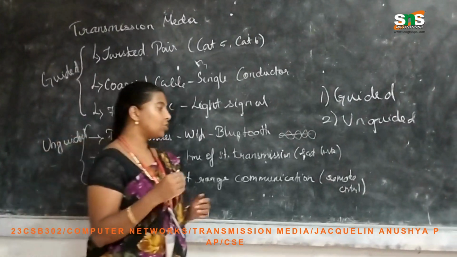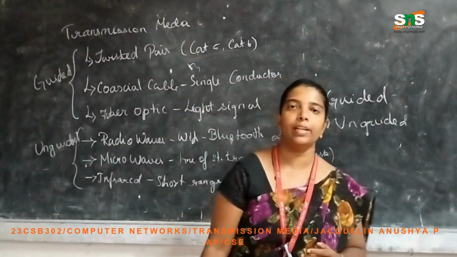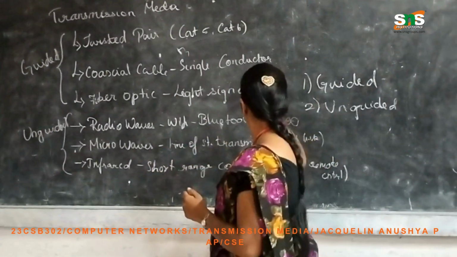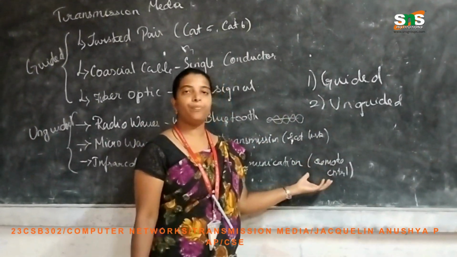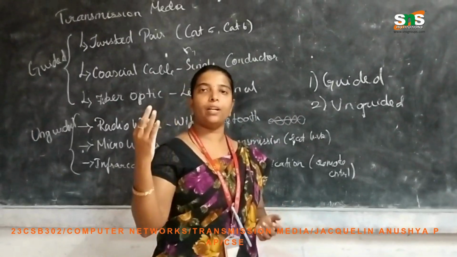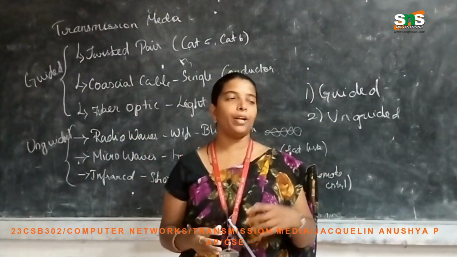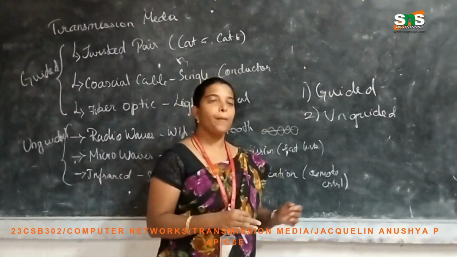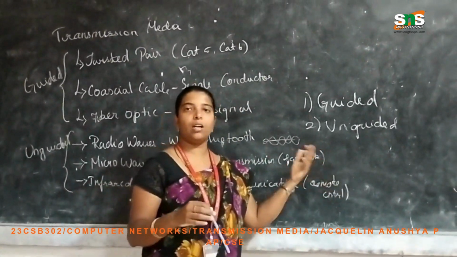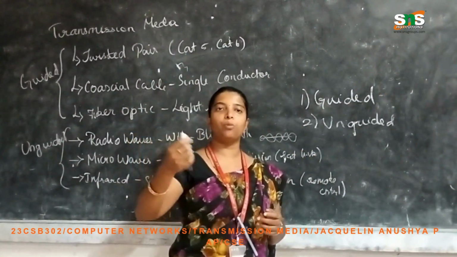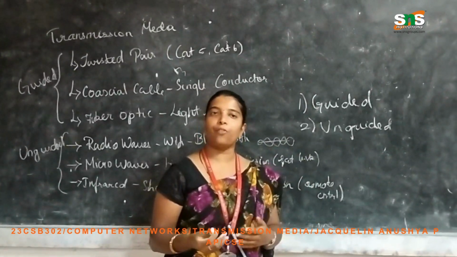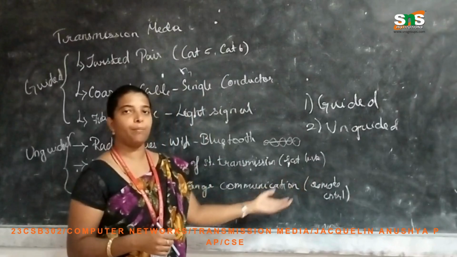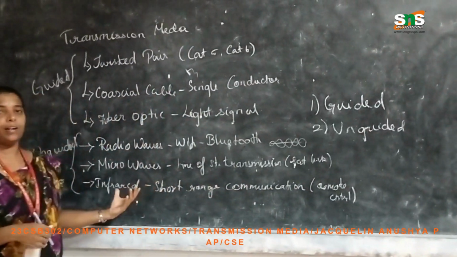Next is infrared waves. It is used for short range communication, such as a remote control. If you want to operate a TV or many other things, we use short range communications. For example, a projector remote or TV remote. Whatever remote controls they are, they use infrared waves.